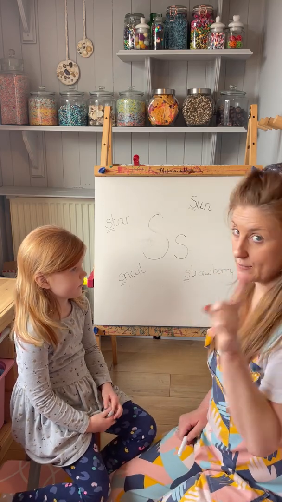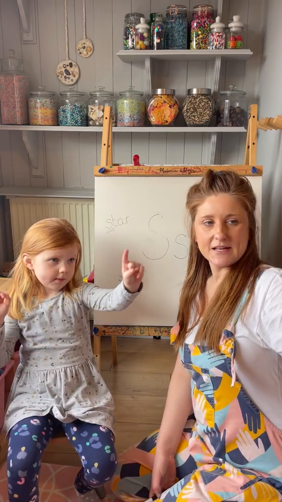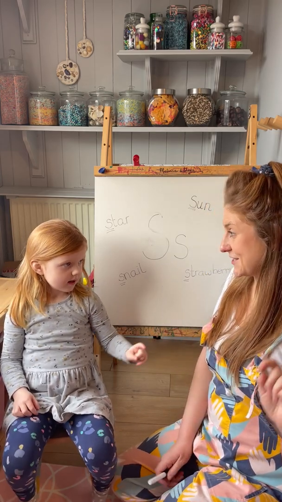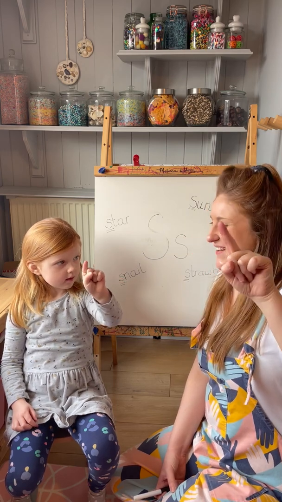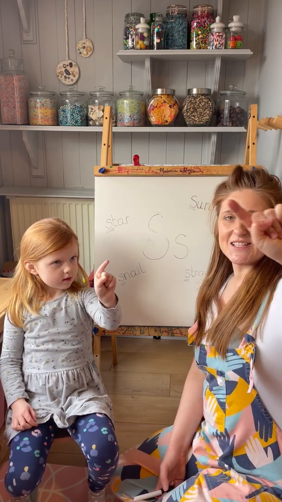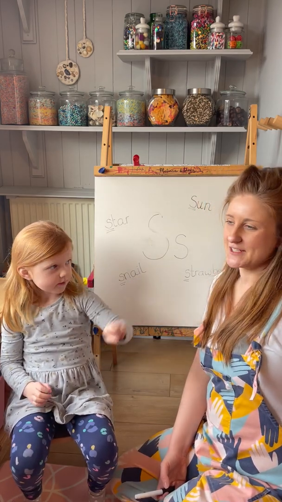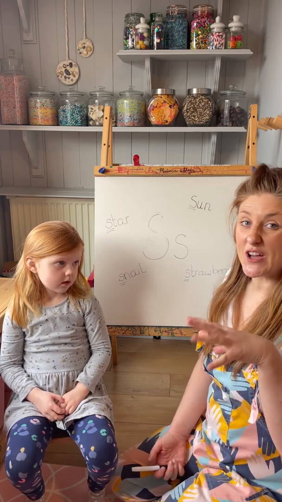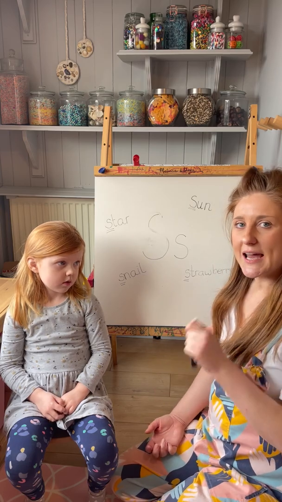Now, before we write it on our whiteboard, let's get our pointy finger and we're going to write it in the air, okay? Start at the top, slide down the back and curve back around. Brilliant. Let's do it one more time, shall we? A lowercase one. Start at the top, slide down the back and curve back around. It's really good to get them to write it in the air using all their big muscles first, as it's a lot easier, and then when they've done that a few times, then you can get them to use a pen and have a go on their whiteboard.